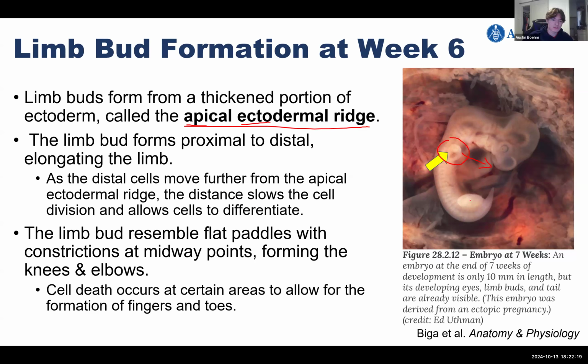Initially, the limbs are just essentially flat. There's no structure in particular to them, besides maybe a flexion point for the elbow or the knees. But later on down the line, there's apoptosis that occurs and allows for the development of fingers and toes. So when we were all in the womb, originally we had essentially little mittens, and then our fingers formed out of that.